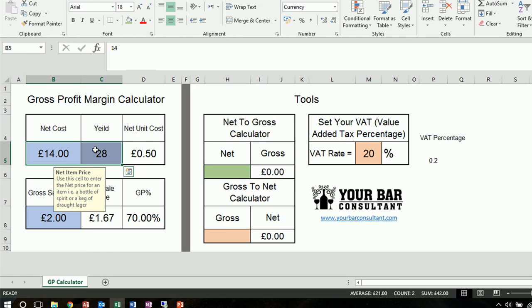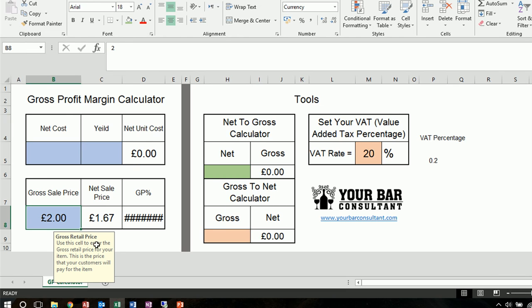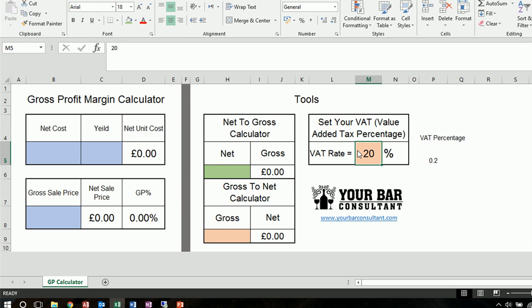So let's just blank these out. And also what I've done here, I've made it so that you can change the VAT rate. Hopefully the VAT won't change. It has done before. So if it was to be like it was a few years ago, it would be 17.5. That would mean that this calculator would work it out at 17.5%.